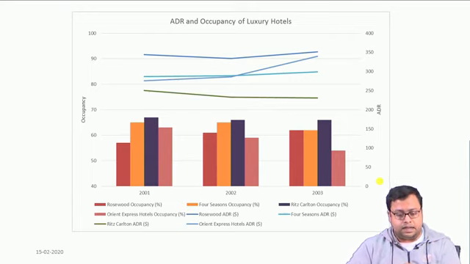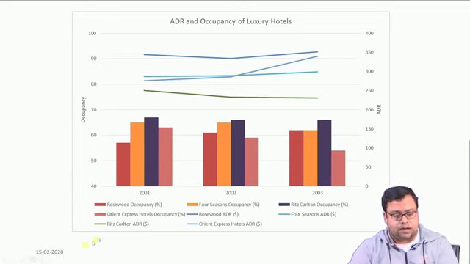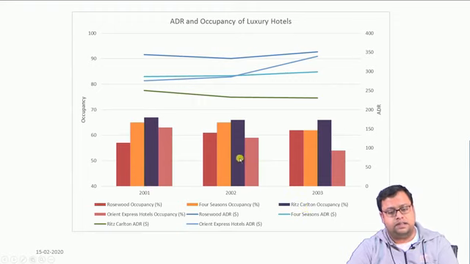The bar charts are occupancy rates and the lines are average daily rate. You can see that Rosewood, the red one, the leftmost one, has the lowest occupancy rate in 2001 and 2002, and slowly it is going up. The yellow one is the Four Seasons. Four Seasons was quite high and then it dropped, and then the next was Ritz-Carlton.